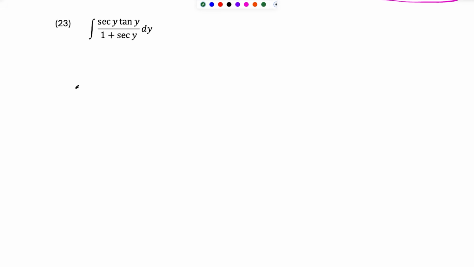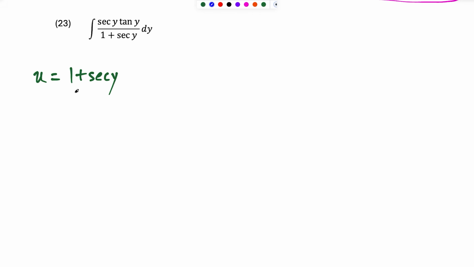Question 23, we're going to evaluate this indefinite integral. And for this one, I want to use a u-substitution. So I'm going to let u equal the bottom piece. We have u equals 1 plus secant y. And then once you define u, the next thing you want to do is calculate du.